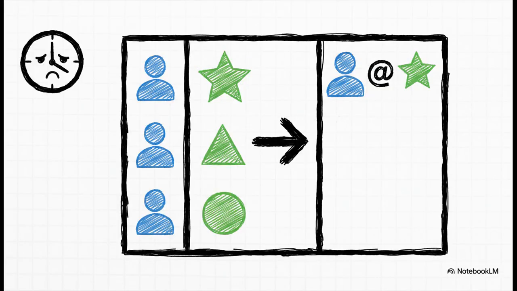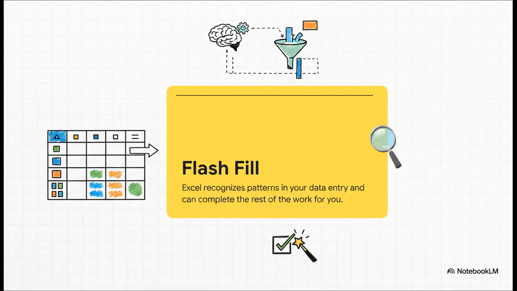Okay, here's another headache we've all had. You've got a column with first names and another with last names, and you need to combine them to create email addresses. The thought of typing all of those out one by one is just awful. Or you could just use flash fill. This is so cool. You just type the first one or two examples manually, and Excel's brain actually recognizes the pattern. It then offers to complete the entire list for you in a single click. It honestly feels like magic.